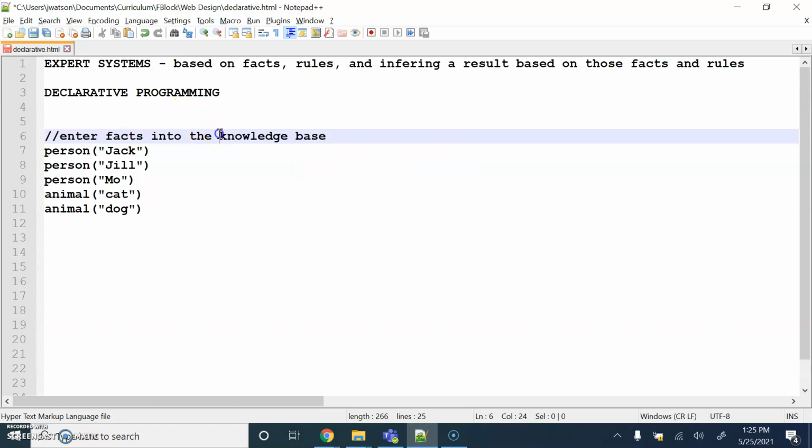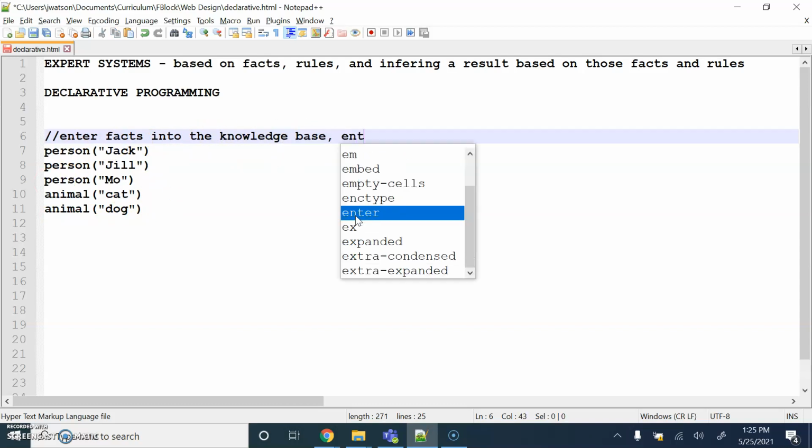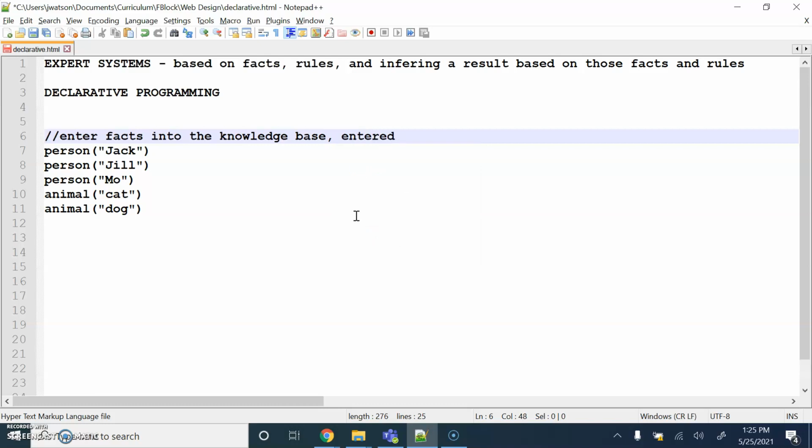So the knowledge base is the part of the expert system where all the facts are stored. This is known as the knowledge base. And here is an example of some facts being stored in the knowledge base. And often these facts are entered into the expert system by a human. And let's call that human a knowledge engineer.